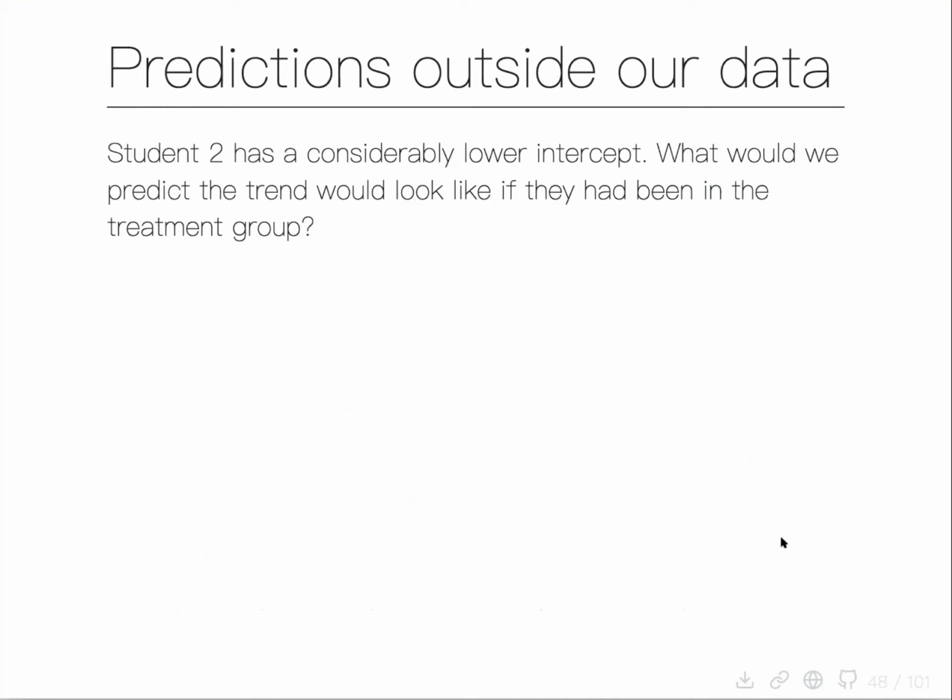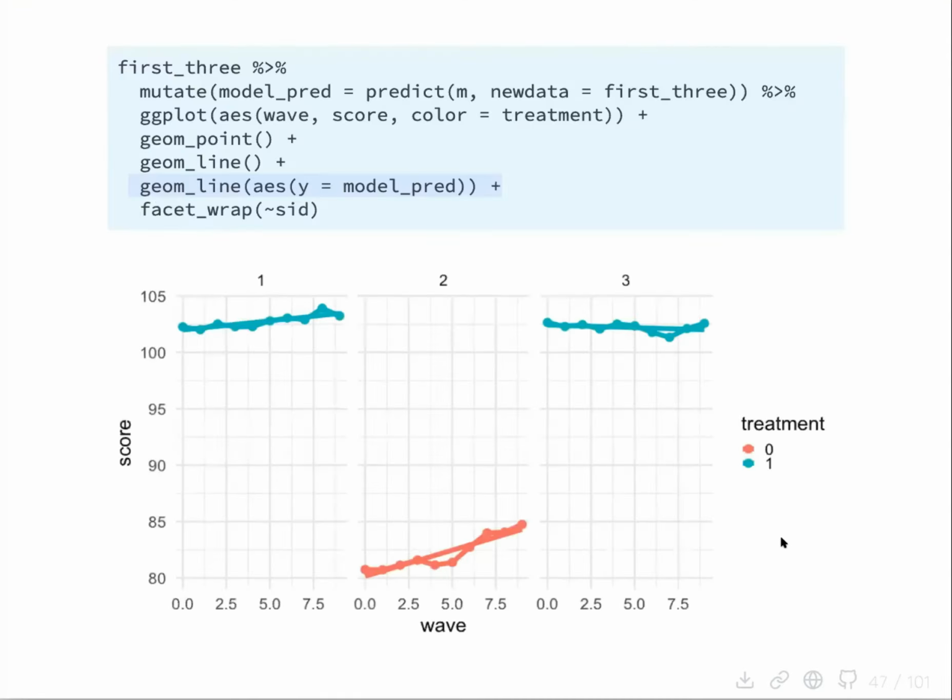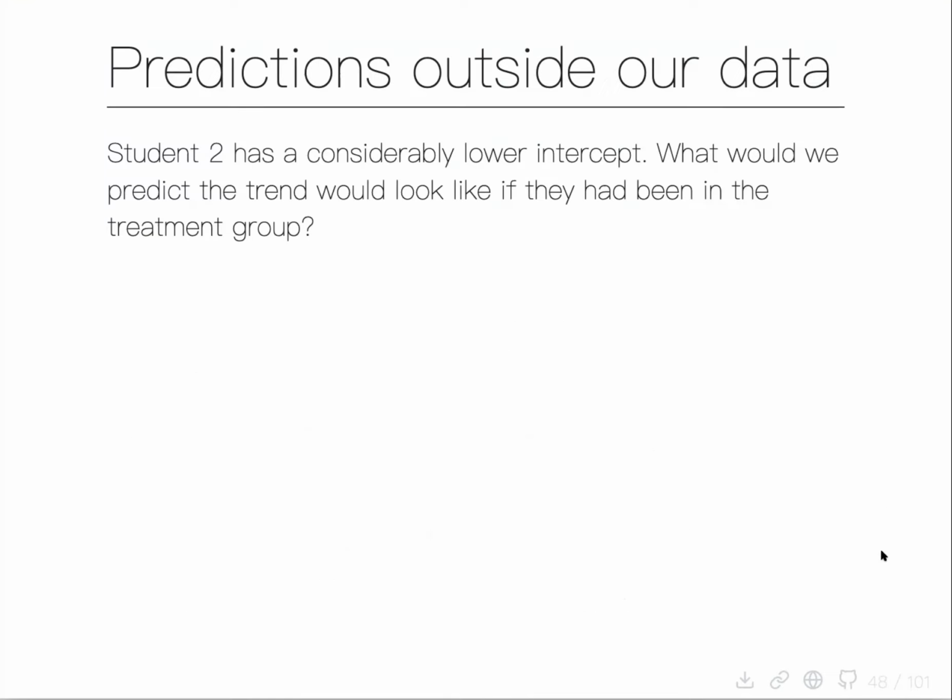The other thing we can do is make predictions outside of our data. I mentioned this before, but that newdata argument will allow you to specify whatever values you want for the variables that you have in the model. Student two has a lot lower intercept than student one or three. What would we expect that student's trend would have looked like had that student been in the treatment group? That's what we're going to do now.